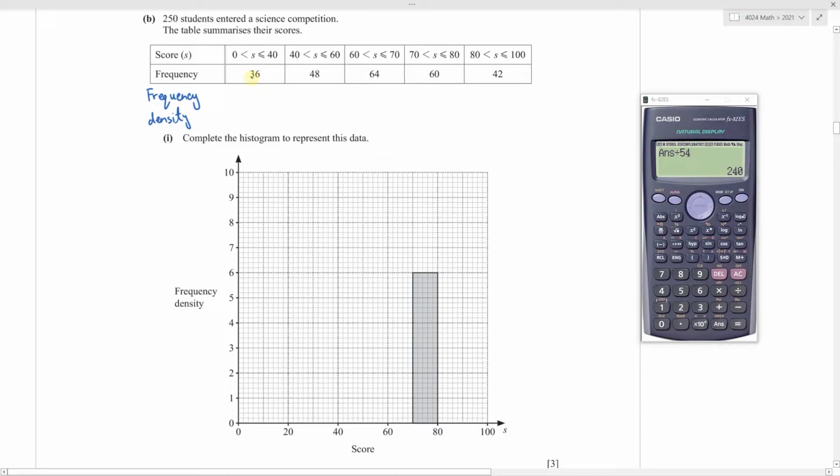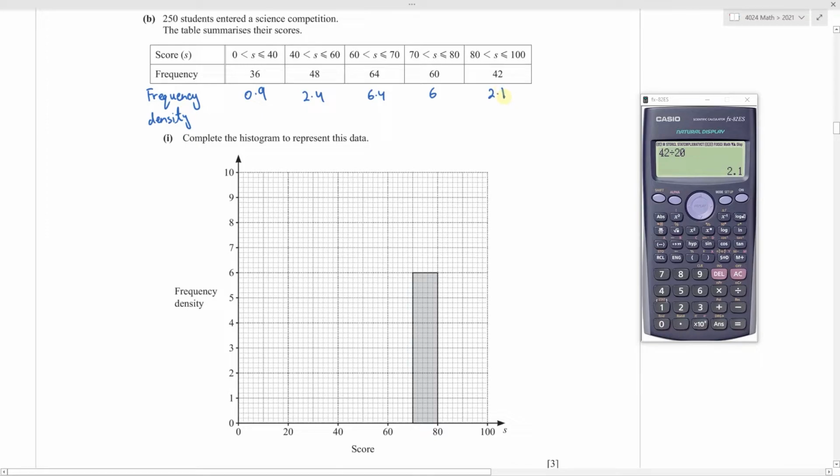Frequency density is frequency divided by the class width. Class width here is 40 minus 0, 40, and frequency is 36. So 36 divided by 40 is 0.9. Here, my class width is 20, 60 minus 40 is 20, and frequency is 48. So 48 divided by 20 is 2.4. 64 divided by 10, class width is 10, which is 6.4. 60 divided by, again, class width is 10, so 6. 42 divided by 20 is 2.1.